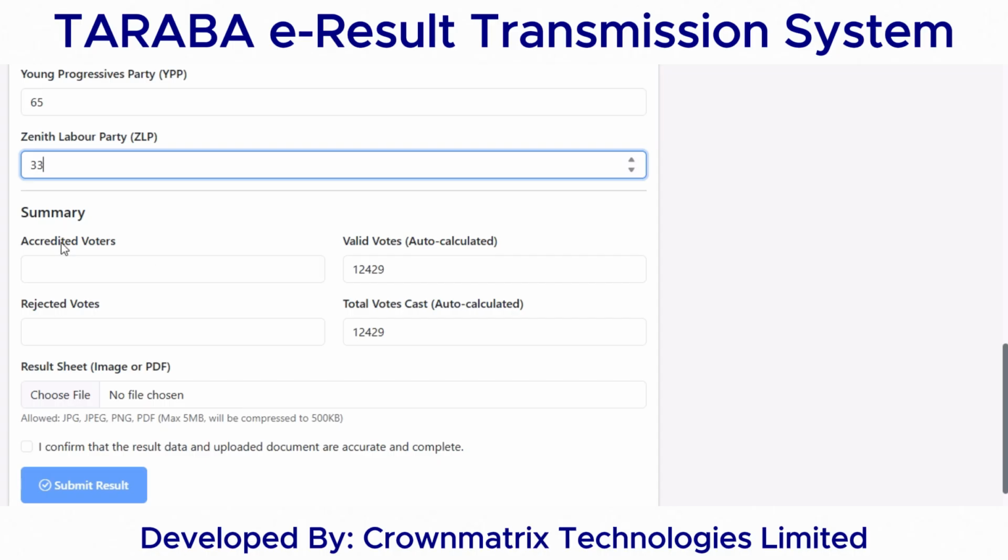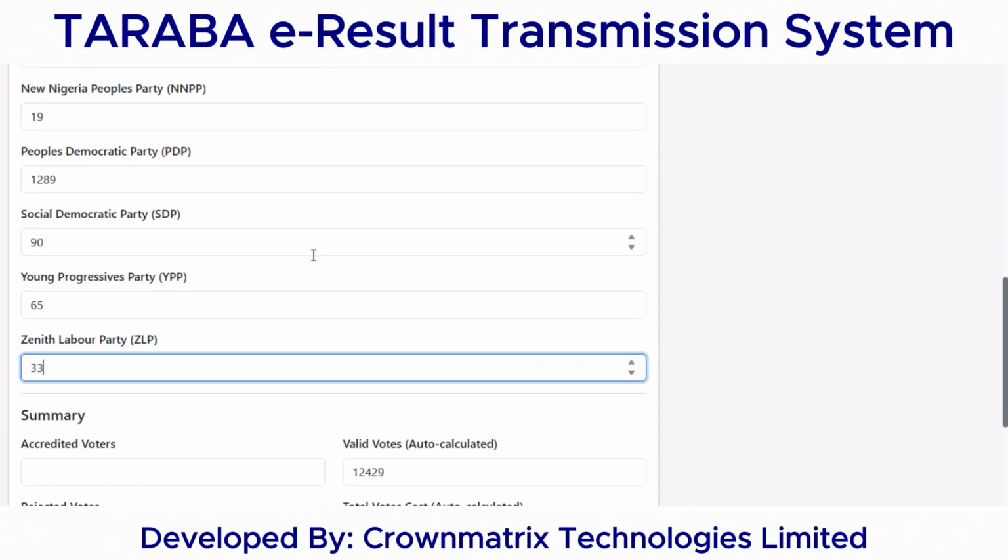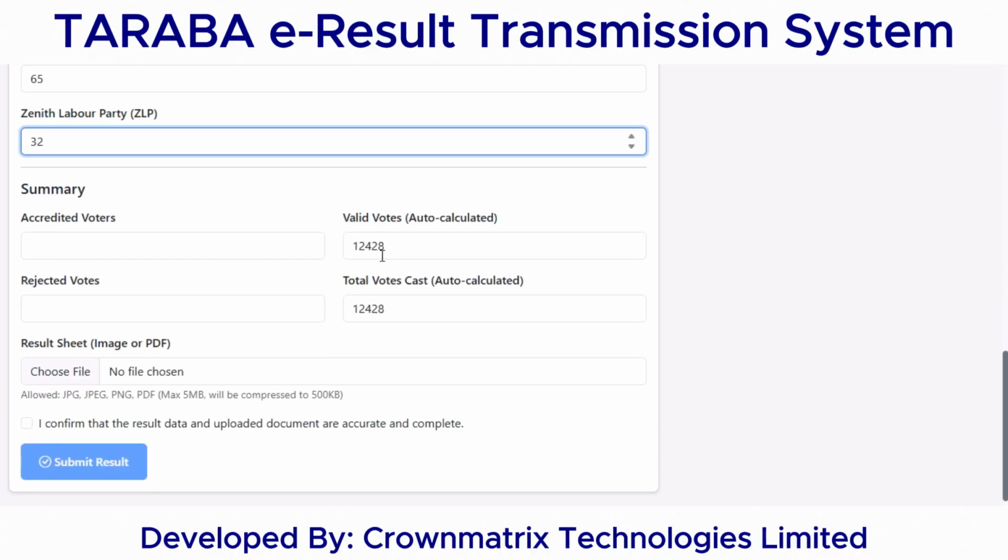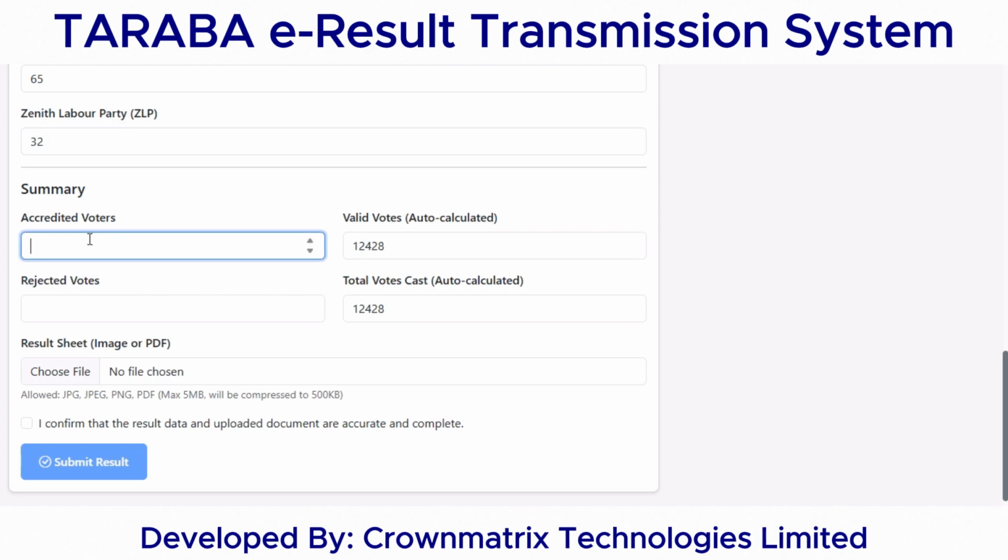Now here you can see summary of the result. You can see total valid vote, which was calculated from the entry here, is 12,428, and the total casted vote is 12,428. So now it is a duty of the agent to enter the accredited voters. Accredited voters should be more than the number of total votes. So I think we're going to put 20,000 here, and then the number of invalid votes, they only got 267.